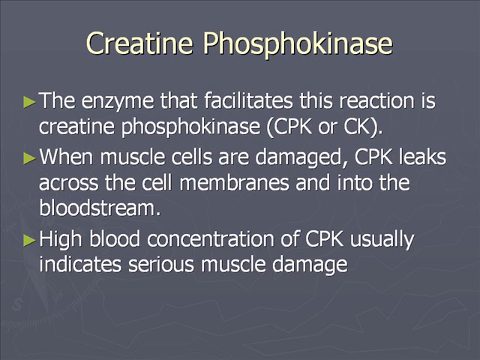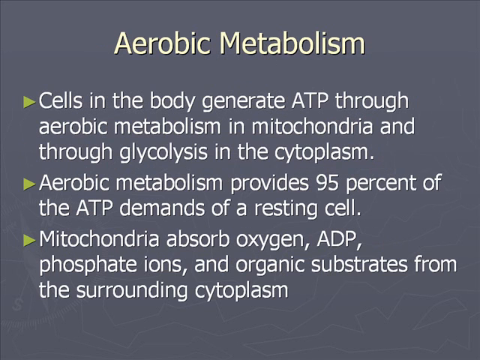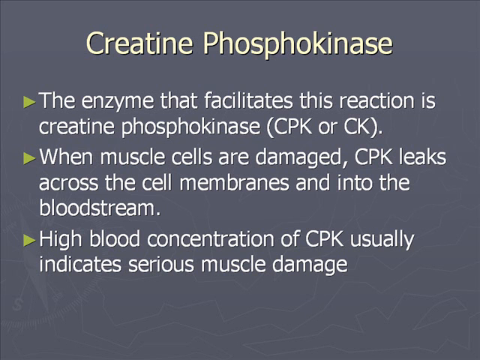When muscle cells are damaged, if you're looking for muscle injury, CPK, which again is the enzyme, gets released from cell membranes into the bloodstream, and it allows us to measure where the muscle damage has taken place. High blood concentrations of creatine phosphokinase, or CPK, usually indicate serious muscle damage. CPK is in almost every skeletal muscle, smooth muscle, and cardiac muscle. So when muscle gets damaged, we see the release of CPK.